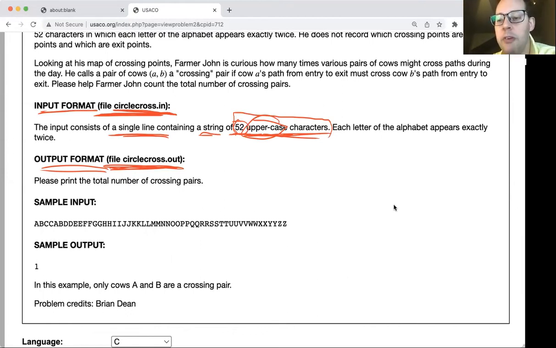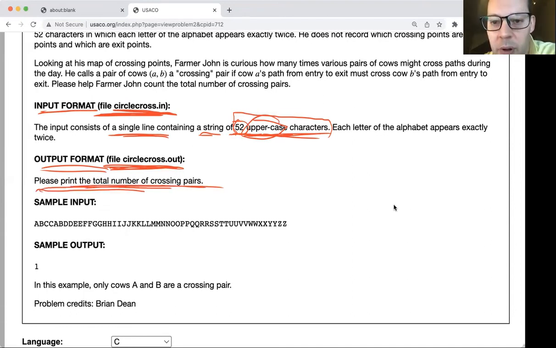And that can be very helpful. If you're using C++ or Java and wanted to make an array to hold the string, you could declare the array with the size of 52 right off the bat and read the characters one at a time. And you know you're going to have exactly 52 characters. Okay, so 52 uppercase characters. Each letter of the alphabet appears exactly twice. Output format: please print the total number of crossing pairs.